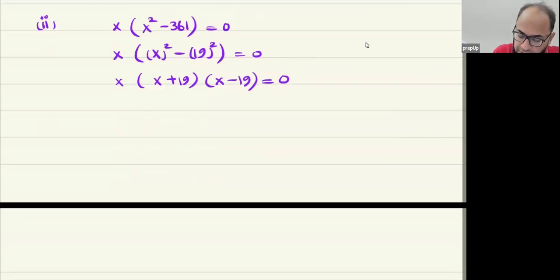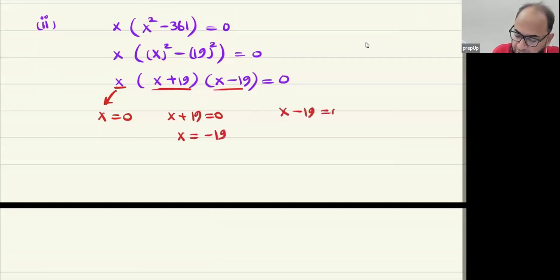Therefore, there are three values. x is equal to 0 because three things are multiplying to give you 0. Therefore, either one of them is 0. So x is equal to 0. That's one option. x plus 19 is equal to 0. Therefore, x is negative 19. And x minus 19 equals to 0.